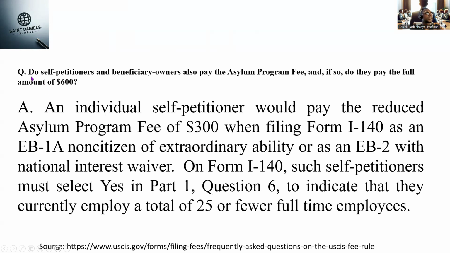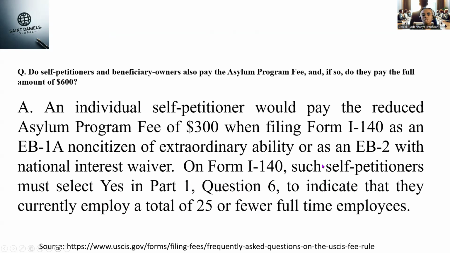This, as you see on the screen, is from a frequently asked question from the USCIS webpage, and you can see the source at the bottom. And let's look at what it says. The second sentence specifically: On Form I-140, such self-petitioners must select yes in Part 1, Question 6, to indicate that they currently employ a total of 25 or fewer full-time employees.